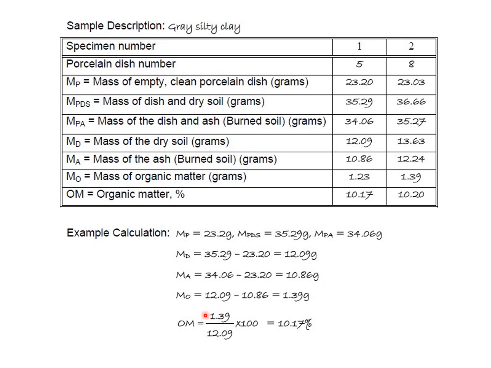So m sub o is 1.39 grams, and m sub d is 12.09 grams. So 1.39 divided by 12.09 times 100 will give you the organic matter, and that is 10.17. So just to demonstrate the calculation work, this information is provided over here.